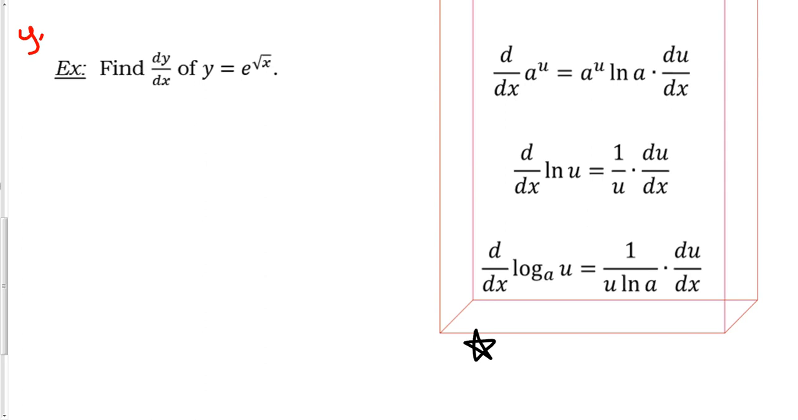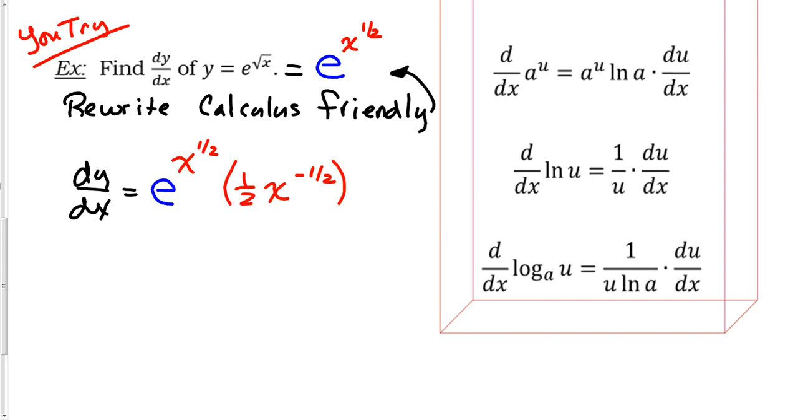Again, I would like for you to try this one. But before you start, let's get calculus friendly, okay? So pause the video here and complete this problem. Here we have the solution. Again, it was written in calculus-friendly terms, and then the derivative is written below. So pause the video here if you have any issues. And moving on.